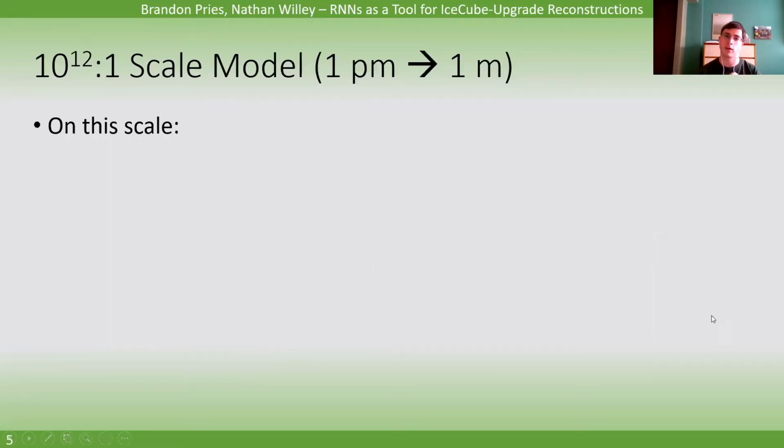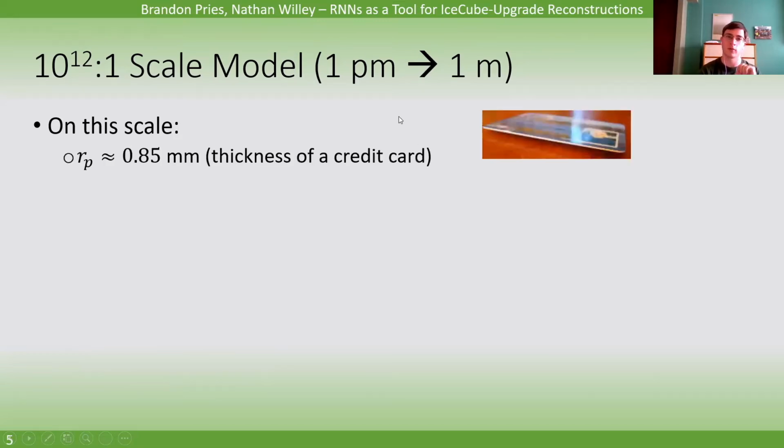And so to demonstrate that, I built a scale model where you size everything up by a factor of 1 trillion. So that would be 1 picometer going to 1 meter. So on this scale, the radius of the proton is about the thickness of some sort of plastic credit card or ID card.